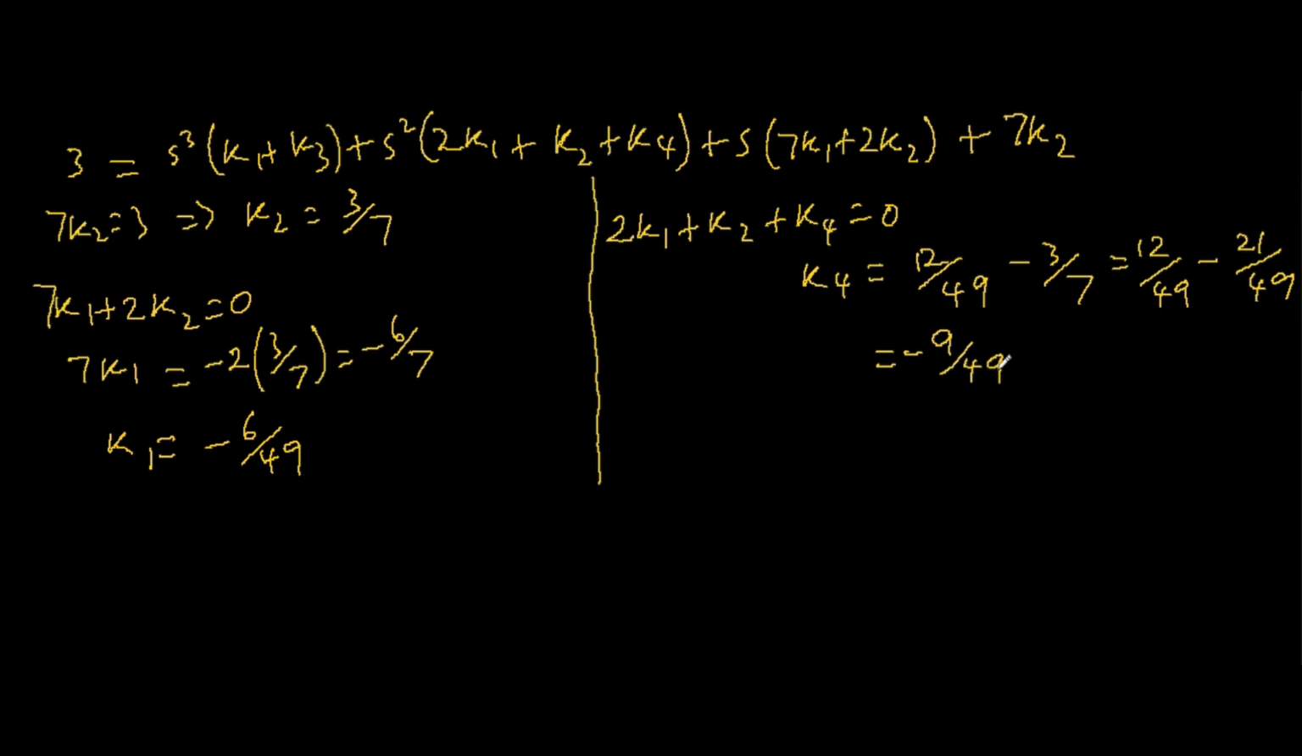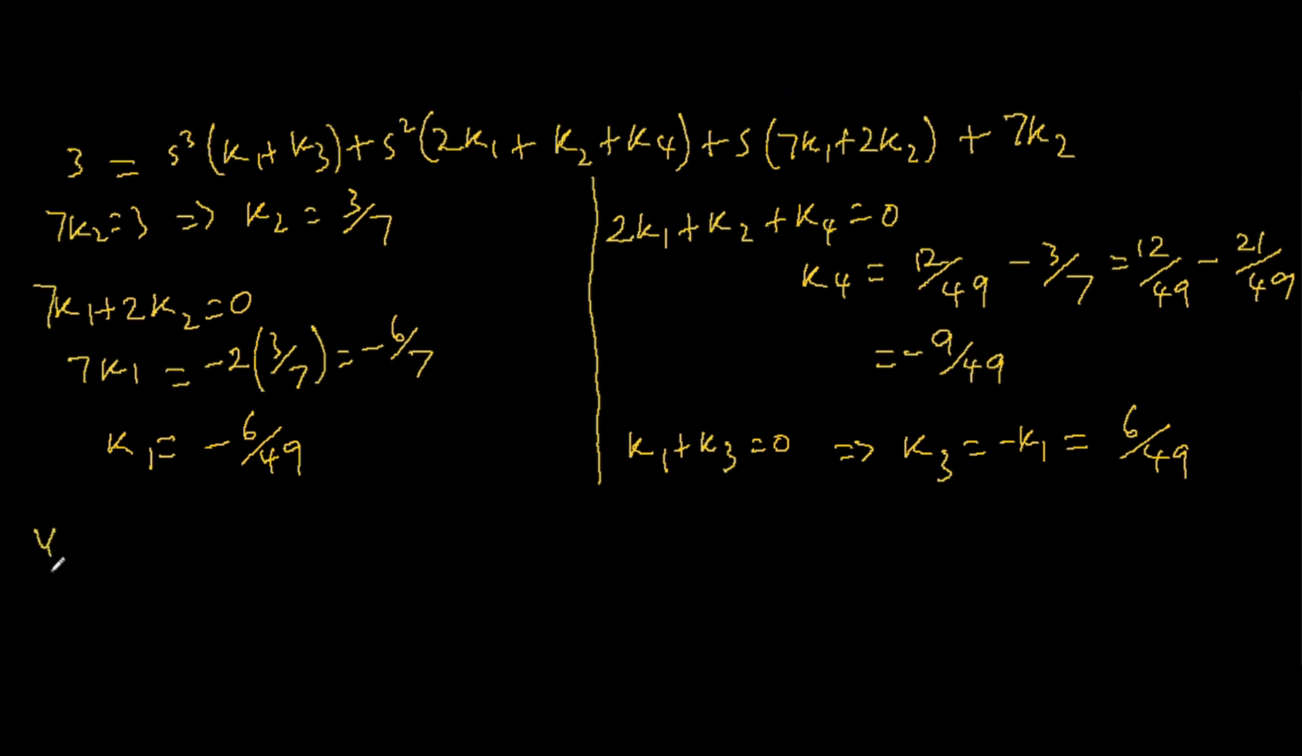Cool. We're left with one term, the s cubed term. So we have k1 plus k3 is equal to 0. Make k3 the subject of the equation. This implies that k3 is equal to negative k1. We already know k1 is minus 6 over 49, so k3 is equal to 6 over 49. So we have all our terms.